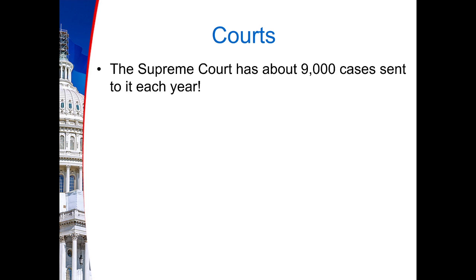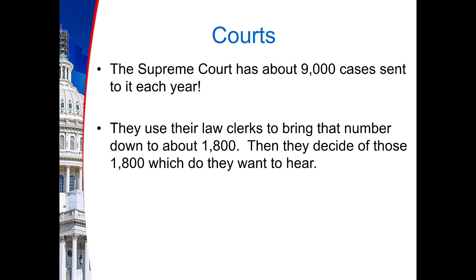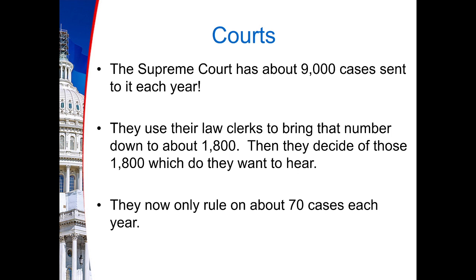Okay, the Supreme Court has about 9,000 cases sent to it each year. This is the number of cases that are appealed to it from the appellate courts. Usually, the Supreme Court justices use their law clerks. They have assistants that are usually from top law schools to help review these cases and bring that number down to about 1,800. From there, they decide which ones they want to hear. They now rule on about 70 cases each year.